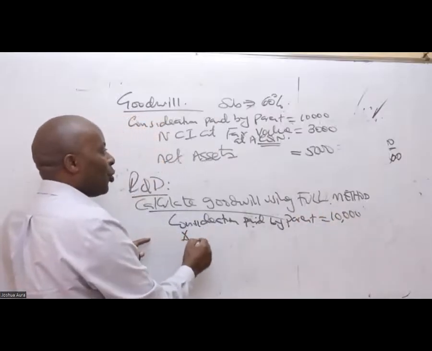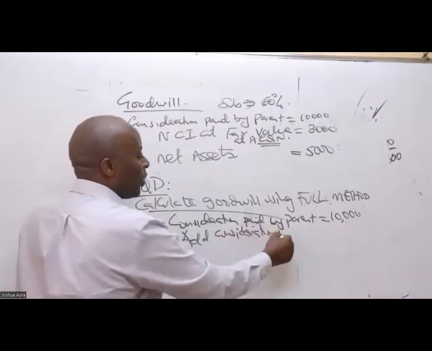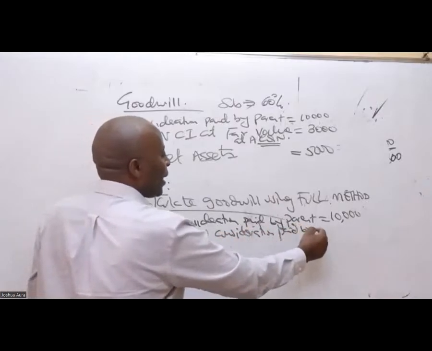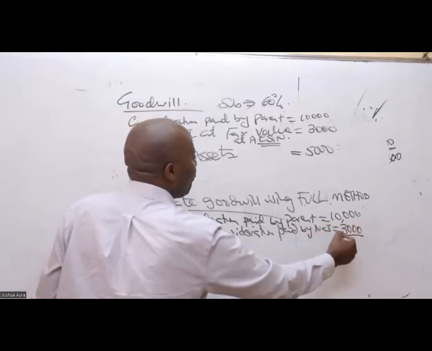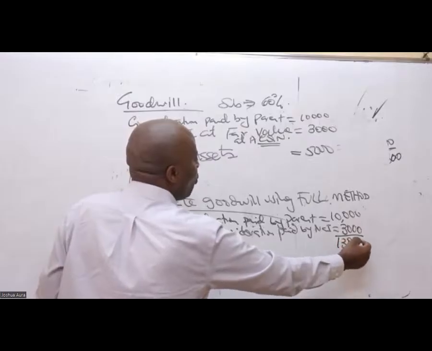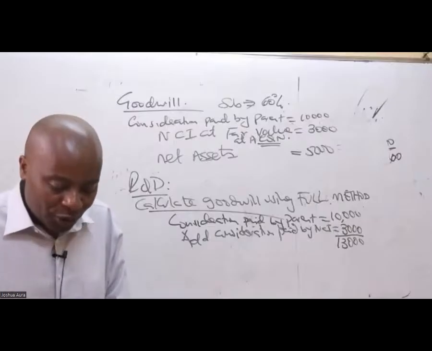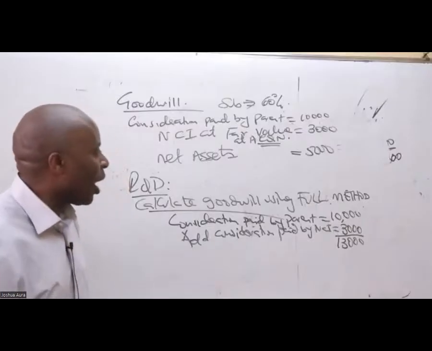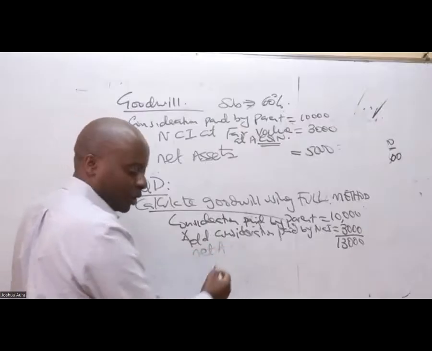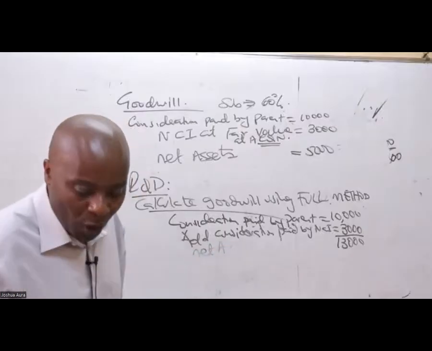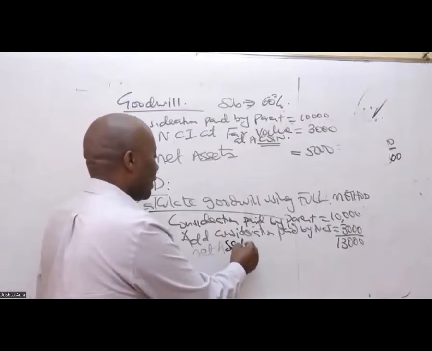And then I add who? I add consideration paid by NCI. NCI in this case is 3,000, to get what we call full consideration. And once you get full consideration, then you subtract net assets in full.